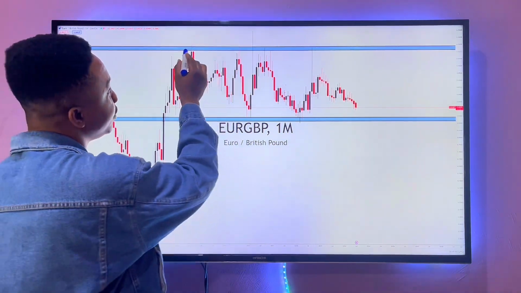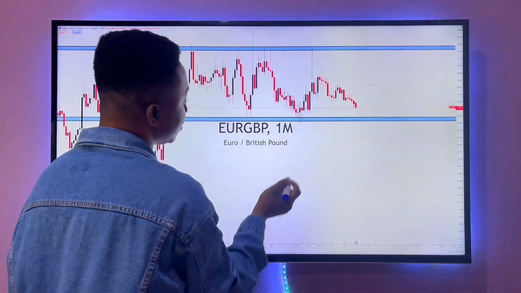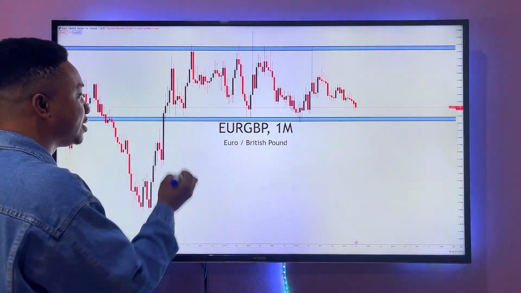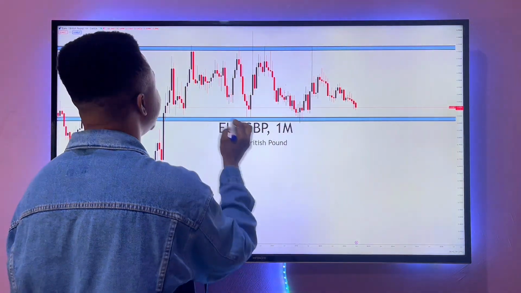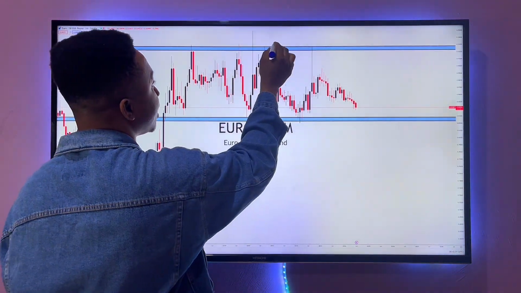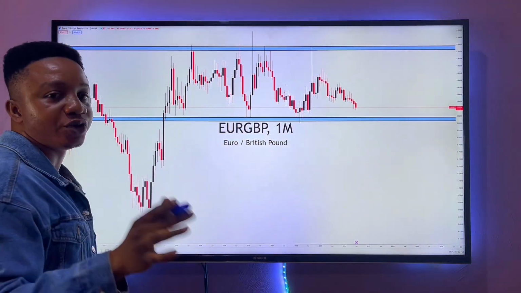On the monthly, we have a monthly upper zone and a monthly lower zone. But on the monthly time frame, price is seeing horizontal level of buy pressure and then horizontal level of sell pressure. So what is this? This is a range or a consolidation.